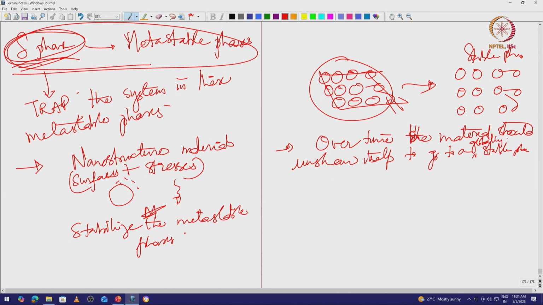Now another example. In this metastable phase, let us say there are some elements like this, and some other interstitial is coming and sitting here. So this is iron, this is carbon, this is iron, this is carbon, this is iron, this is carbon.